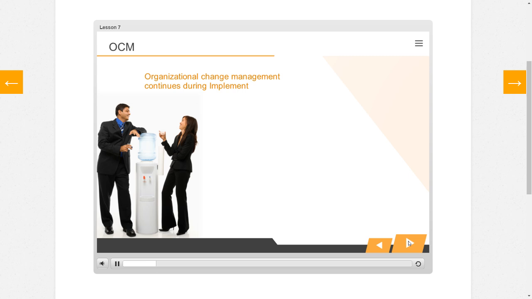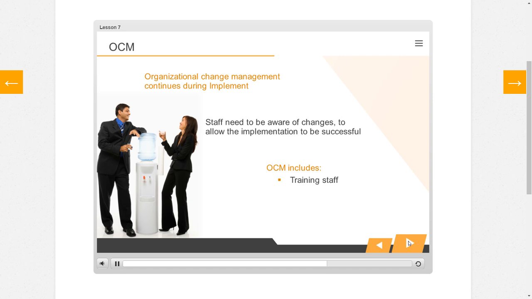Organizational change management began during the Plan and Build stage and continues in Implement. If staff in any of the SIAM layers aren't fully informed about the SIAM model and associated changes, the SIAM implementation could fail. Organizational change management will include training staff, carrying out awareness campaigns, and regular communication, and checking to make sure that communication is effective.